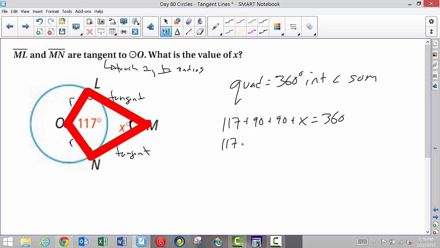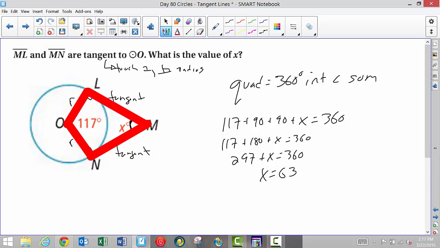I have 117 plus 180 plus X equals 360. So I have 117 plus 180. I have 297. So I have 297 plus X equals 360. So I have 360 minus 297, and I have X is equal to 63.